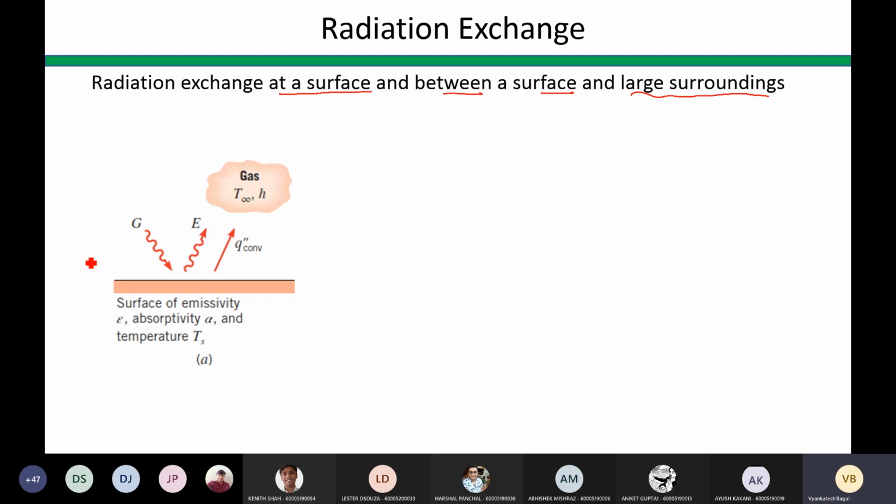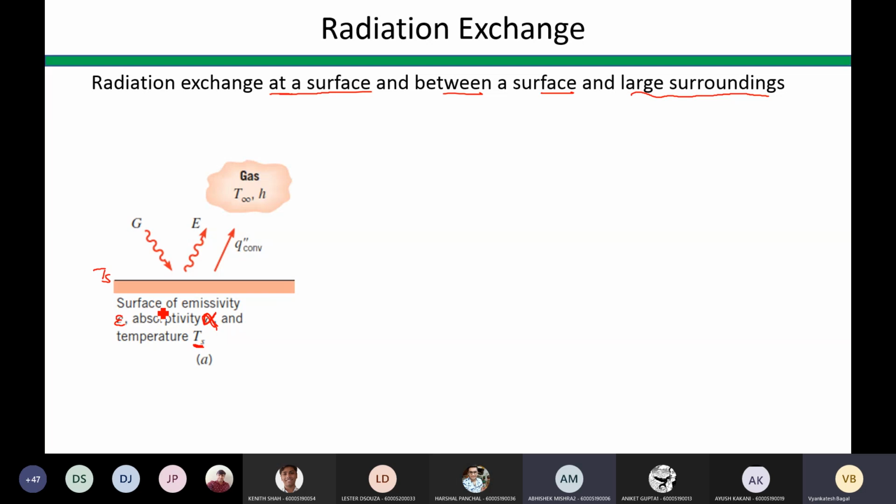Now look at this diagram. This first diagram talks about the radiation exchange at a surface. So this is a surface having the surface emissivity epsilon. Note down these symbols: the surface emissivity epsilon and the absorptivity alpha. What is absorptivity? You must have studied in physics. The fraction of the energy which is absorbed by the surface, right? And then the temperature of the surface is Ts, right?